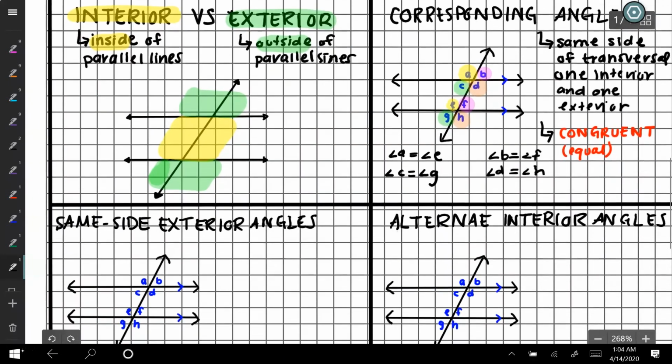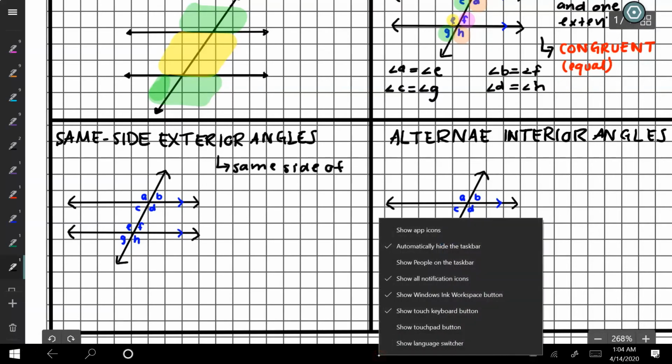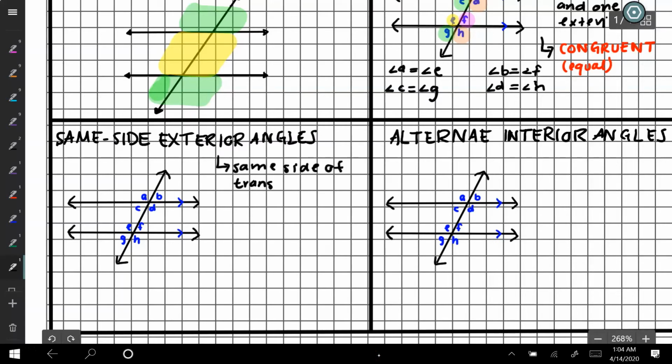Alright, next one, we have our same side exterior angles. So same side of the transversal, and then we are outside of parallel lines. And same side exterior angles are also supplementary.